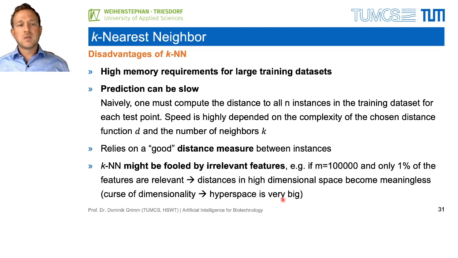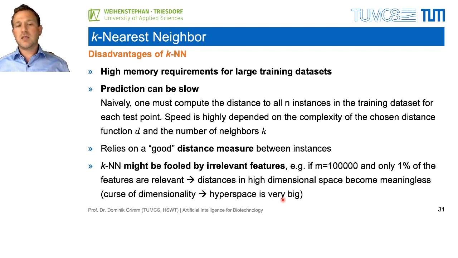So the speed of our prediction highly depends also on the complexity of our chosen distance function. The more complex our distance function is, the longer our computation or our prediction takes, and it depends also on the number of neighbors k. And the prediction quality also relies on a good selection of the distance measure. If we select a poor distance measure, then our predictions might also not be good. So it's very critical that we choose a good distance measure.